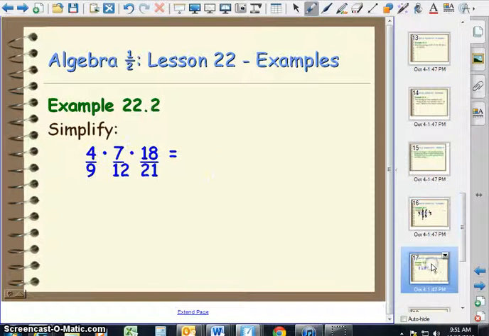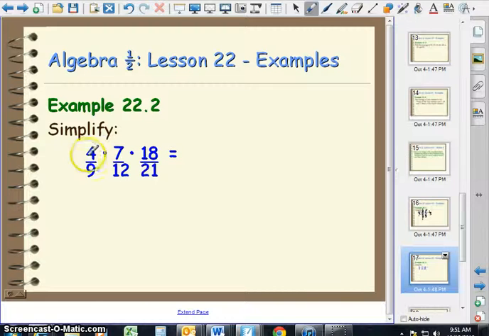Alright, let's look at our second example. Example 22.2. Remember, you need to be writing notes down as I'm doing this on your iPads or handwriting them. Simplify. Remember, simplify means solve. 4/9 times 7/12 times 18 over 21.